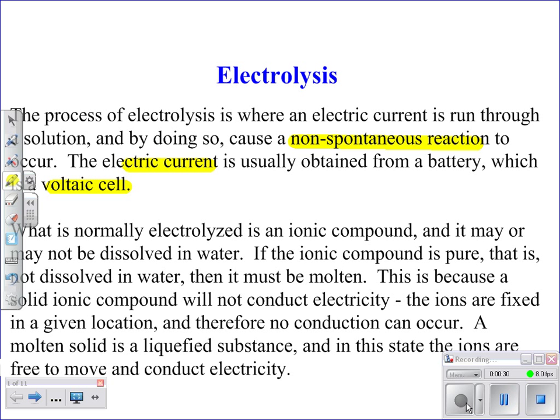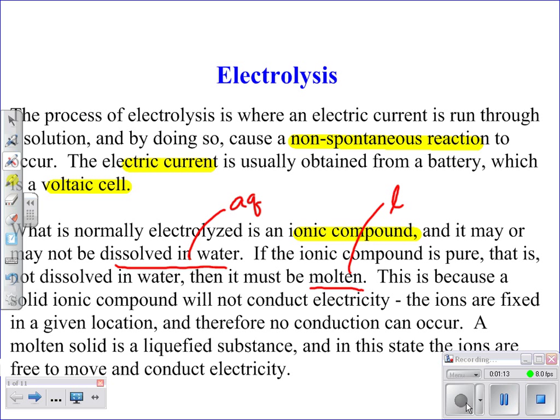Typically, when we have electrolysis, we're talking about an ionic compound that is going to be electrolyzed. And if you remember back to almost the beginning of the year when we talked about conductivity of ionic and covalent compounds, we said that ionic compounds conduct electricity, and they only do that if they are either aqueous, so in other words, dissolved in water, or if they are molten, so in other words, a liquid. So this would be an aqueous solution, and for molten, we're talking about liquids.